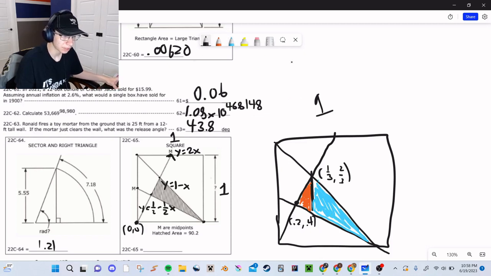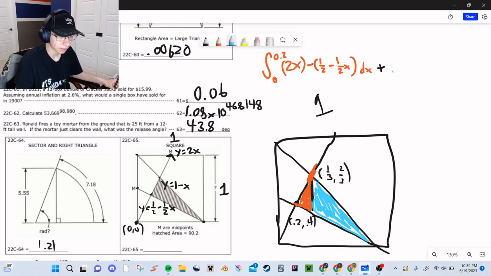So the first part, I'll actually write this integral in orange. An integral from 0 to 0.2 of the difference between this line, which was 2x, and this line, which was 1/2 minus 1/2 x dx.